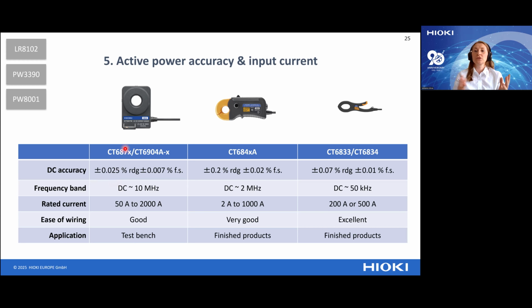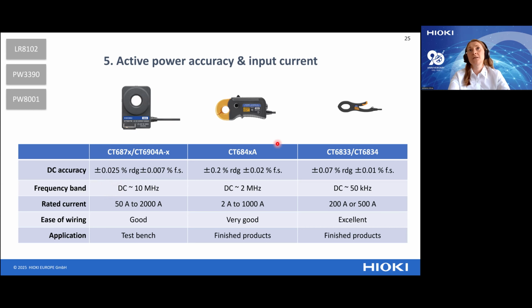We have different solutions, different external sensors. So we have the pass-through current sensors, which offer the highest accuracy and the widest frequency band, up to 10 megahertz, and of course, the highest current with up to 2000 ampere. Nevertheless, these are not as easy to wire as, for example, a clamp-on sensor, obviously. So they're usually used in not finished products or on test benches.